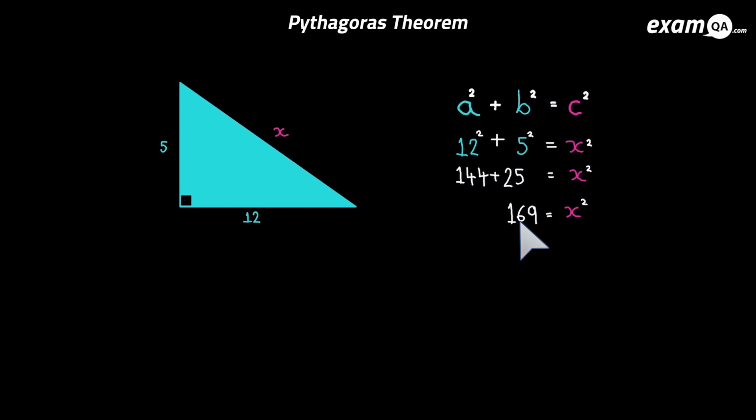Now again, we want x. So how do we get rid of that square sign? We square root, and we must do it to both sides. So we must square root the 169 and the x squared. Square root and x squared gives us x, which we're looking for, and square root of 169 gives us 13. Brilliant, we've got it. X is equal to 13.